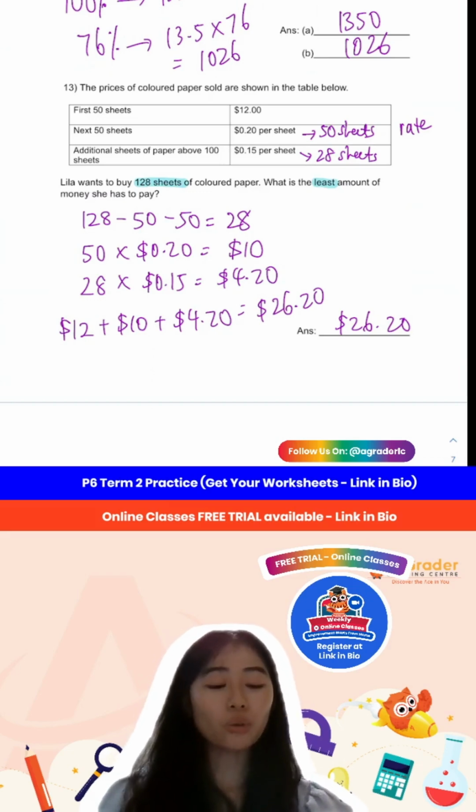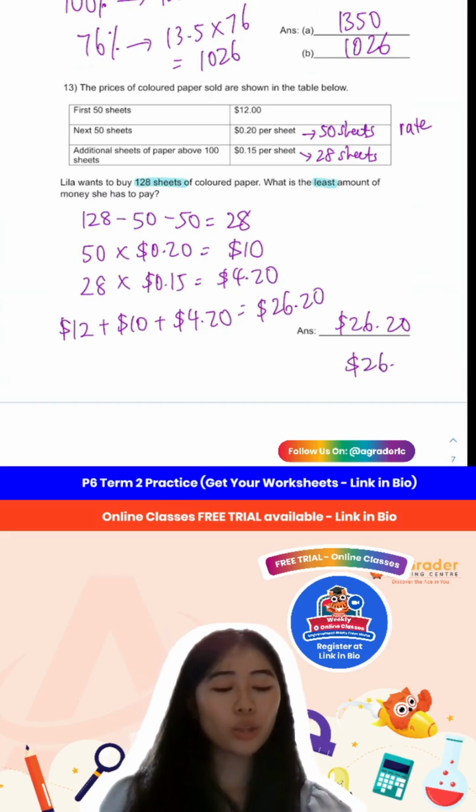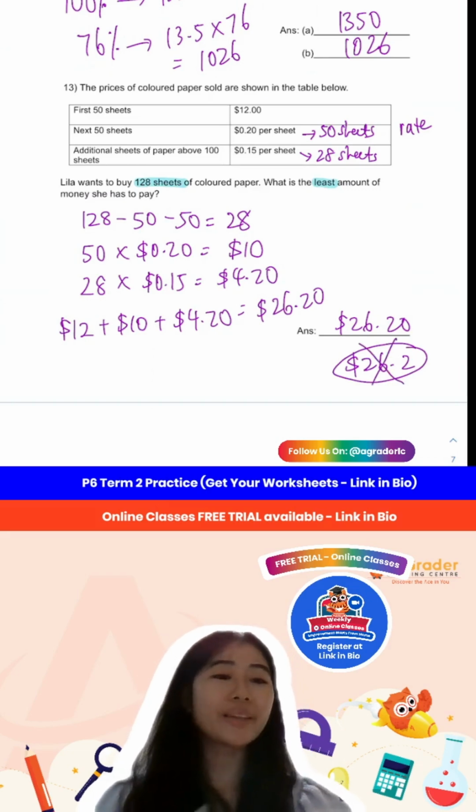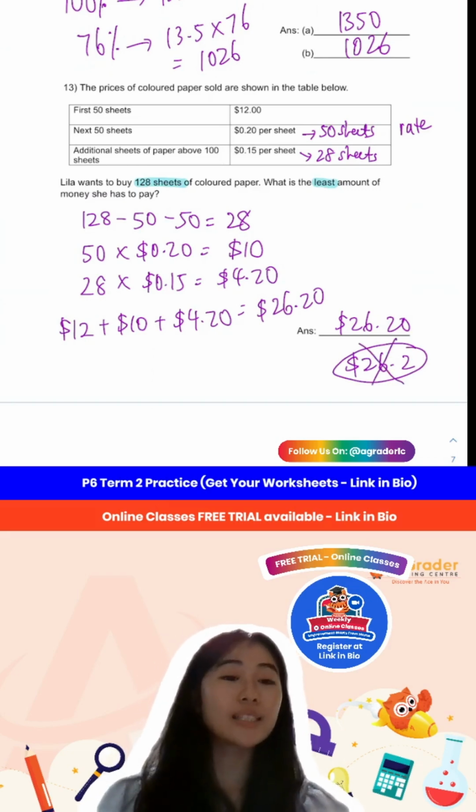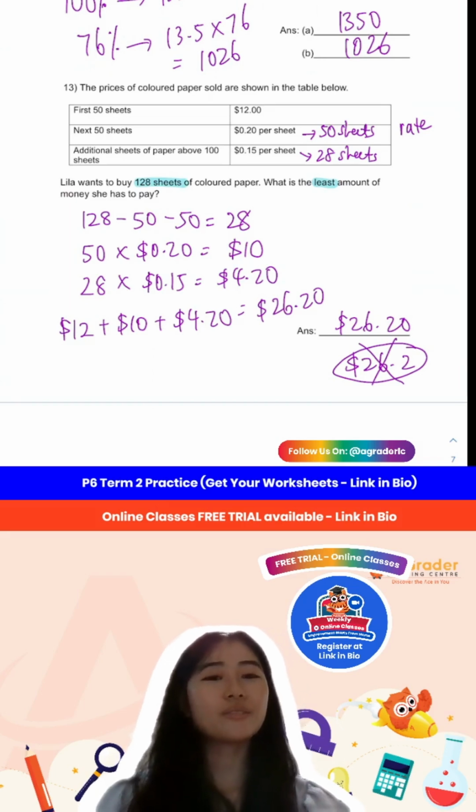But please take note, you are not supposed to write 26.2. For money, you must have two decimal places. Alright, please take note. Cannot write 26.2.